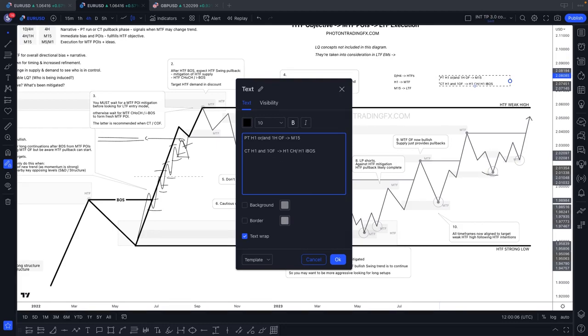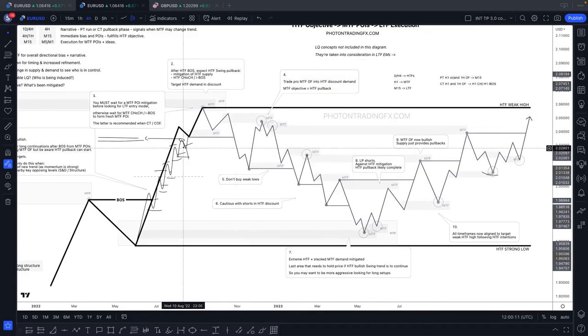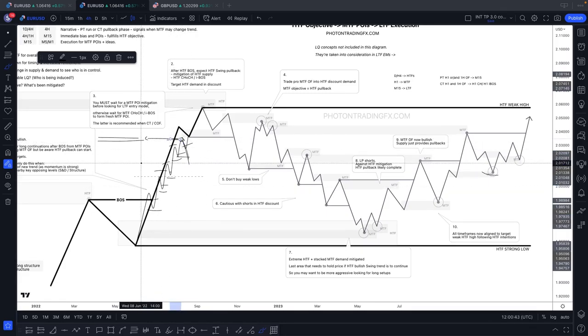Let me just clean this up for you guys. So this is very, very important. I hope it becomes clear, and the reason why continuations, in 5 examples 4 work and 1 doesn't, compared to reversals that in 5 examples only 1 works. So to solve this problem, I created the rule that if it's counter trend H1 structure and H1 order flow, I'll be waiting for an H1 CHoCH. I won't be looking straight away with M15.